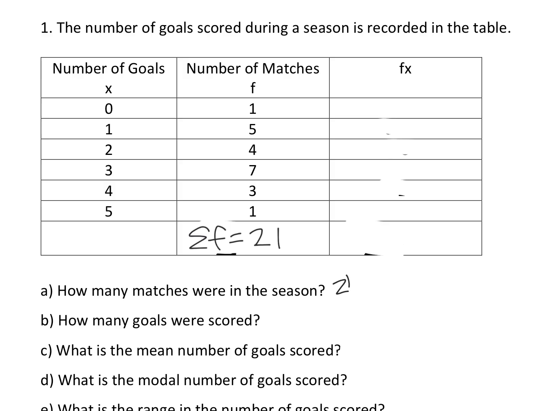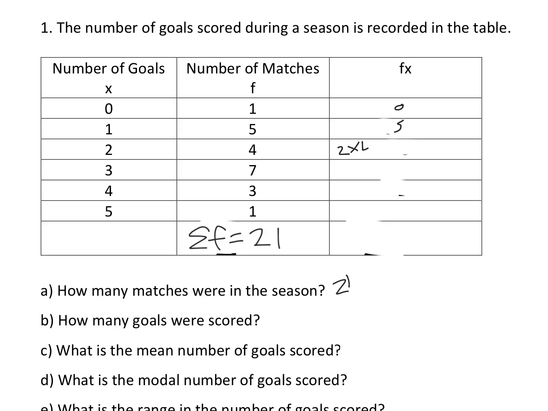Part B is how many goals were scored. Well, we have to add them all up, or multiply to add them all up. We've got no goals scored here, 1 goal scored here, 2, but what's important is how many times was 2 goals scored, how many times was 1 goal scored, to add up all the goals. So if there's one match where no goals were scored, that's going to be 0 goals. If there were 5 matches where 1 goal was scored, that would be a total of 5 goals. If you've got 4 matches where 2 goals were scored, that would be 8. Hopefully you can see what I'm doing is I'm multiplying the X by the F, or the F by the X.